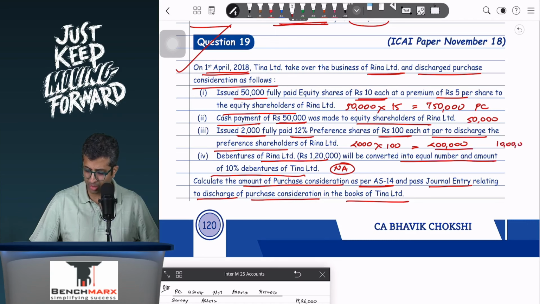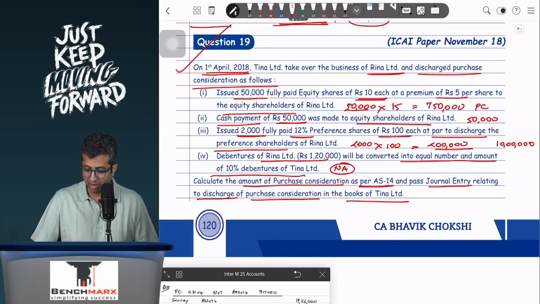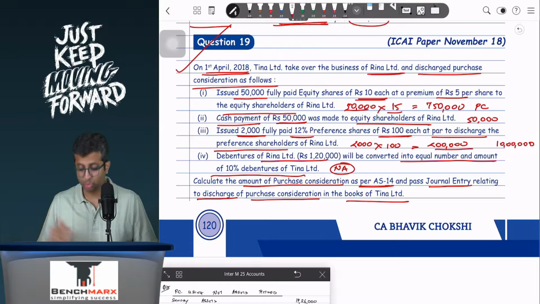And if you had to pass the journal entry, your journal entry would be business purchase account debit to liquidator 10 lakhs, and then liquidator account debit 10 lakhs to equity share capital 50,000 into 10, that is equal to 5 lakhs, to securities premium 2 lakh 50. So 5 lakhs and 2 lakh 50 comes to 7 lakh 50, to cash bank 50,000, to preference share capital 2 lakhs. Are we clear with this?